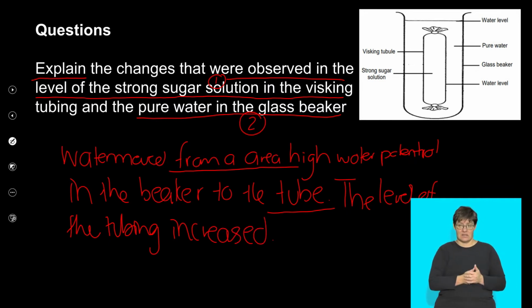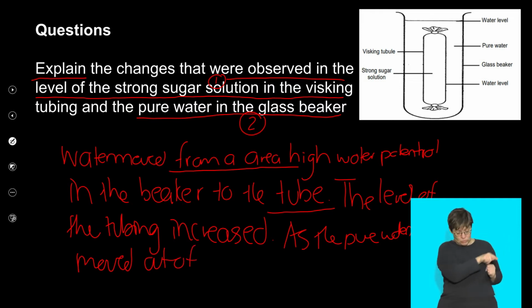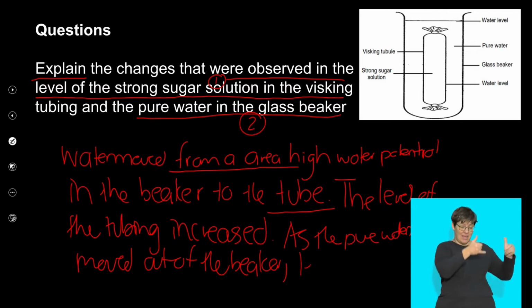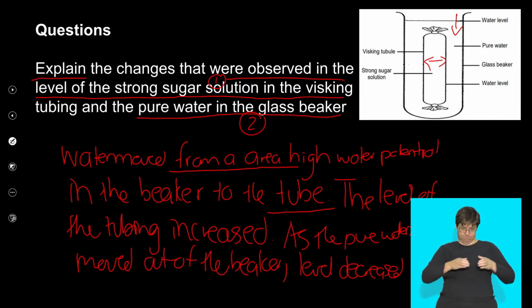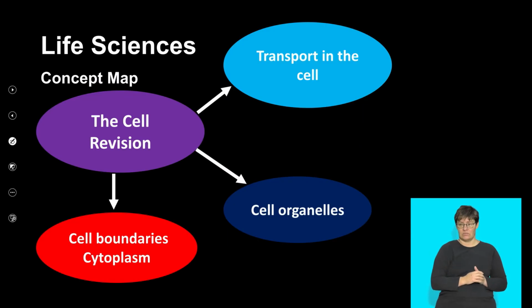Okay, then that's the next thing. So as the pure water moved out of the beaker, the level decreased. Okay, so guys, what happened? This level got lower and this got more. Because where does water move? From a high concentration to a low concentration.